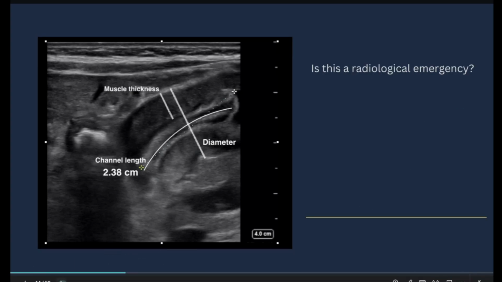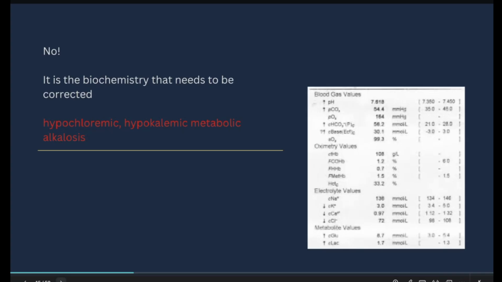It's not actually a radiological emergency, because before you can do anything about it, it's mostly the biochemistry that needs to be fixed. So I think in a lot of questions that we can do, like on Passmedicine and Quesmed, it always comes up that it's a hypochloremic, hypokalemic metabolic alkalosis. So before you can do any type of surgery or correction, the biochemistry is the main emergency. So yes, that's the emergency, but it's not actually a radiological emergency.